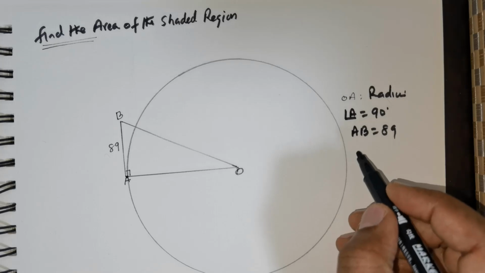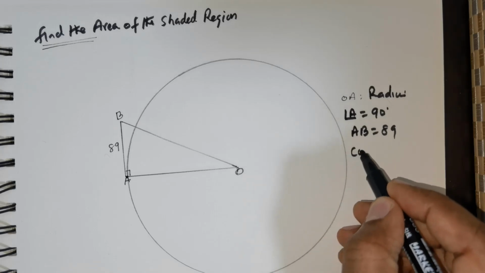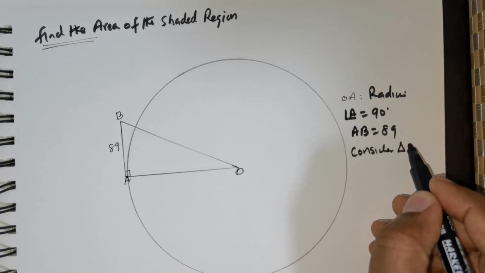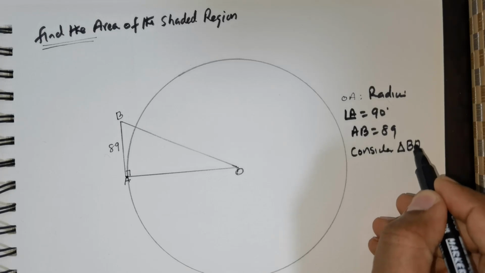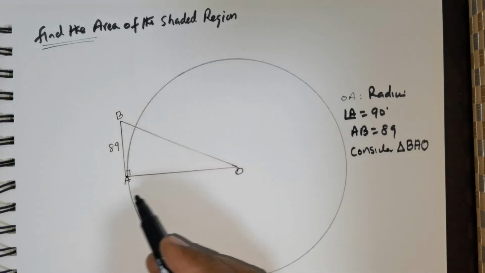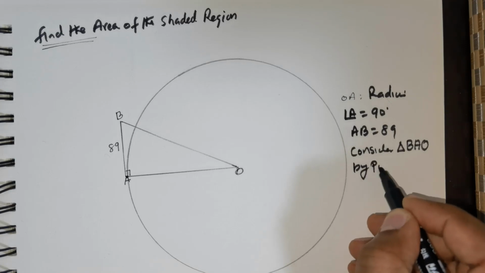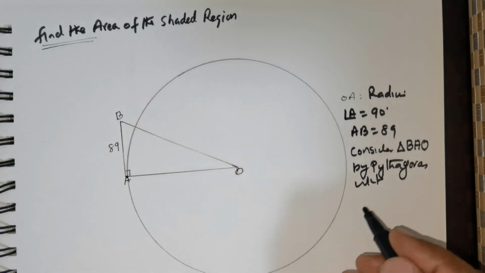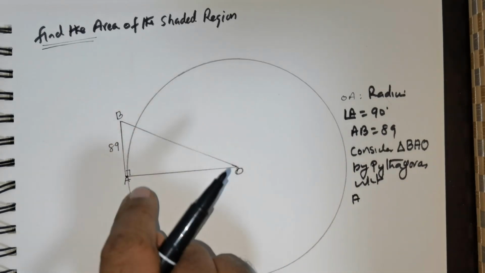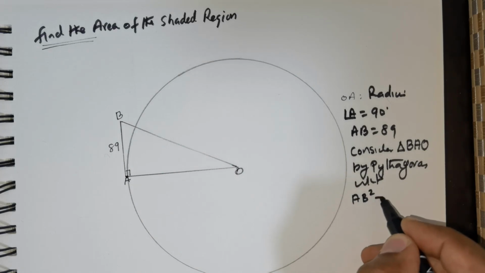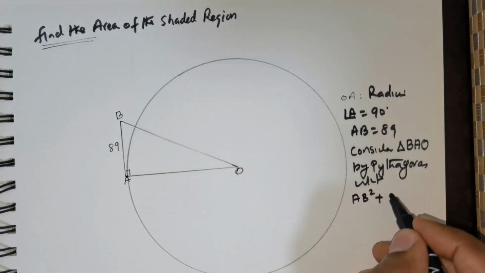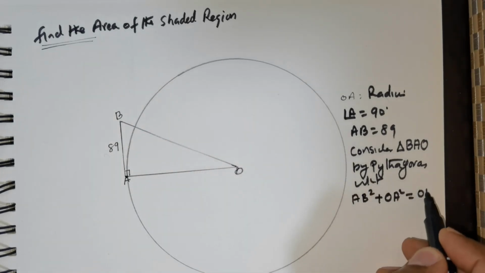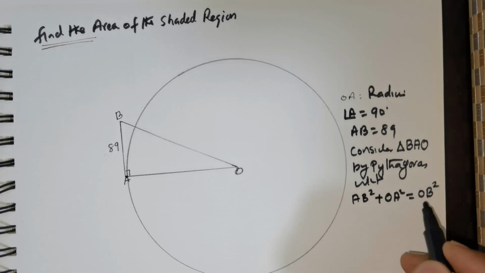So thereby we can use Pythagoras. So what I would do here is I would say consider triangle BAO, right? BAO by Pythagoras, the most important theorem. We know that, so I will be applying Pythagoras. So AB squared plus OA squared is equal to OB squared.